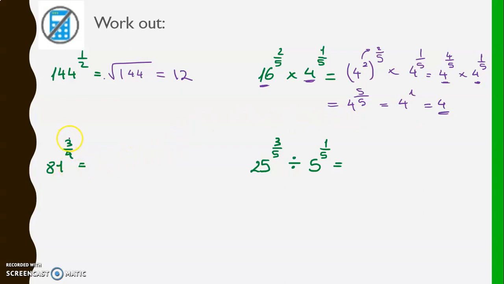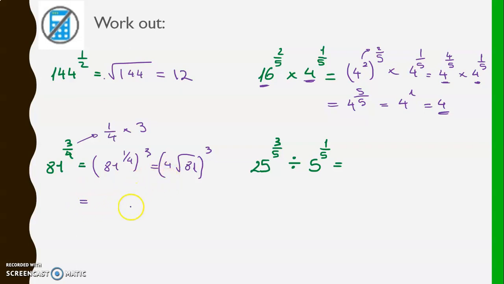81 to the power of 3/4. Now here, remember what we said, we have to rewrite that 3/4, we have to think of it as 1/4 times whatever the numerator is, 3. So that's 81 to the power of 1/4, everything to the power of 3. 1/4 is the fourth root of 81. So the fourth root of 81, everything to the power of 3.